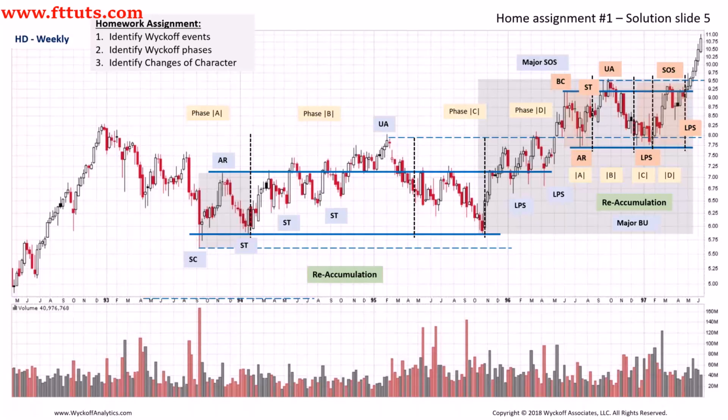Okay, so a question from Ronnie. If A is point number 1 and phase C is point number 3, what do you define as point number 2 on slide number 5?